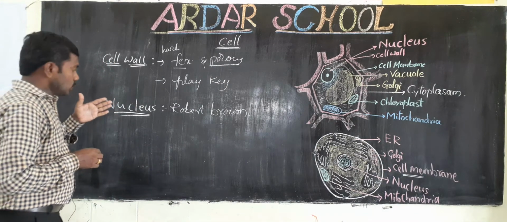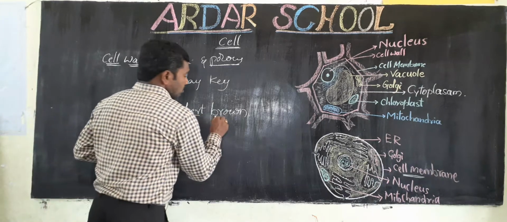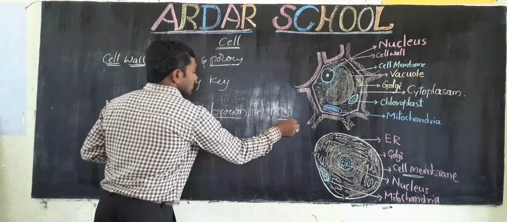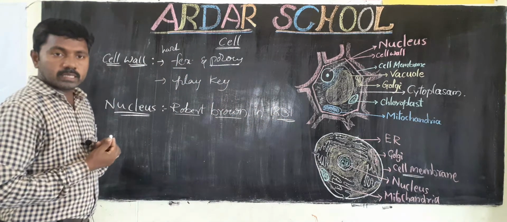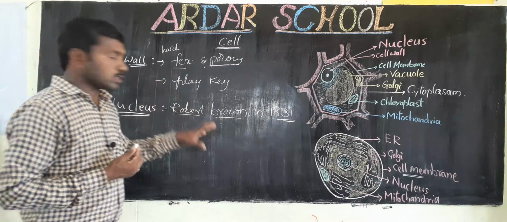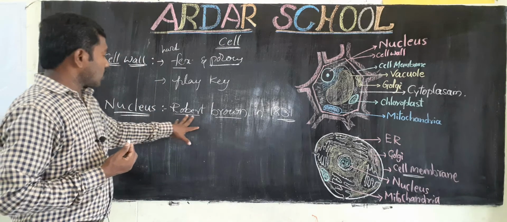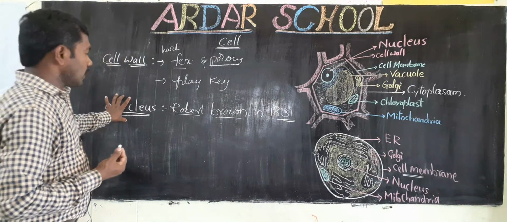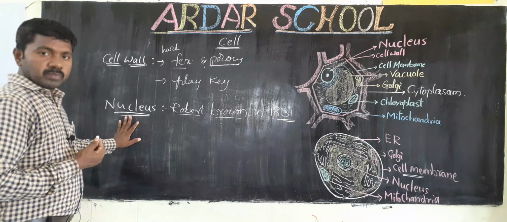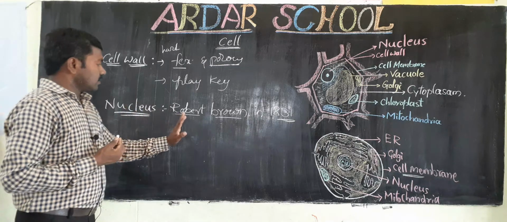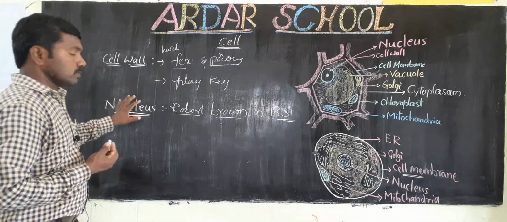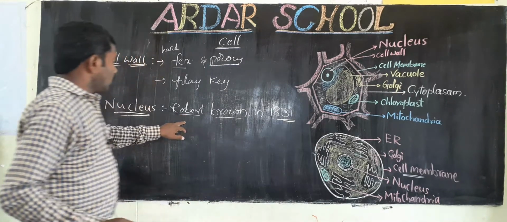Who named it? Robert Brown, in 1831. In 1831 he named it the nucleus. What he observed, the dotted spots, those are called the nucleus. Earlier he had no information about the nucleus.